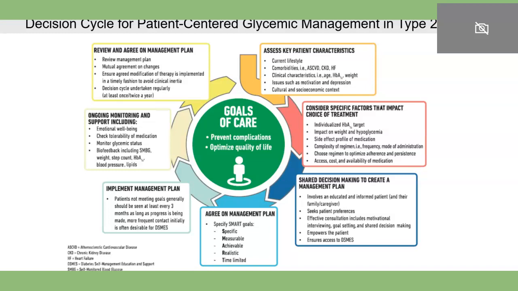All right, consider specific factors that impact the choice of treatment is next. So remember if this patient's obese, if they have hypoglycemic issues, if they're on certain medications, what's the complexity of what they're taking, what's the cost, access. So as you can see, as you're taking care of this patient, all these things are in the back of your mind. So if I'm prescribing a medication, I'm always thinking about the cost. And that's just how it is.